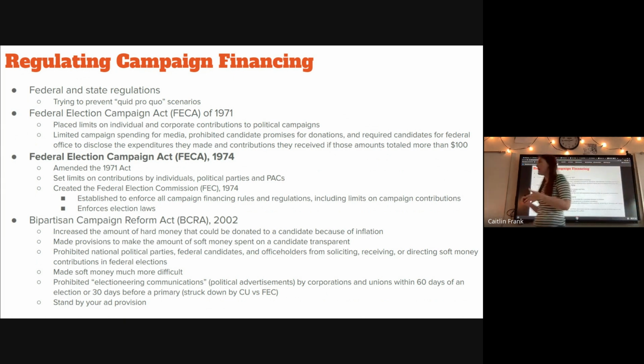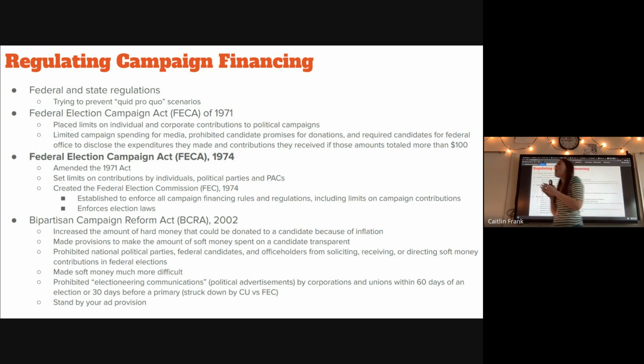So hard money regulations had not been adjusted for like 30 years. So they made it easier to donate more hard money by adjusting it for inflation. But then it started regulating soft money donations, in terms of you have to be more transparent with your soft money, and limiting what soft money is, which made it more difficult for soft money transactions.